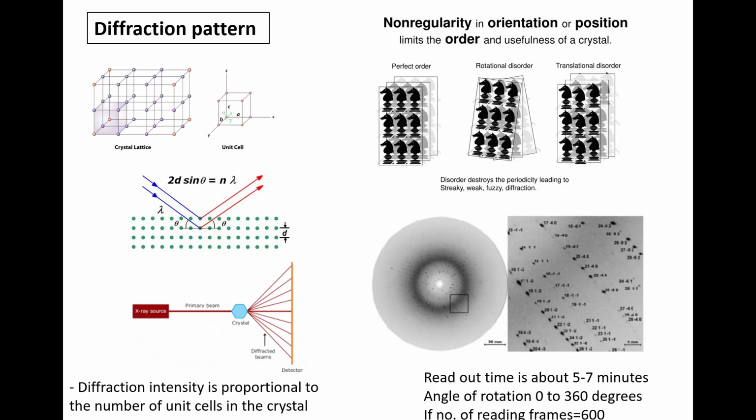Then again you rotate and take the data. You don't rotate it manually; these are robotized, and you set the goniometer in such a way that after this amount of time, it will rotate its head by this angle. Okay, so now you see that if you have 600 reading frames and you take this much time, you need 3500 minutes, and this is a very low estimate that I am telling you.